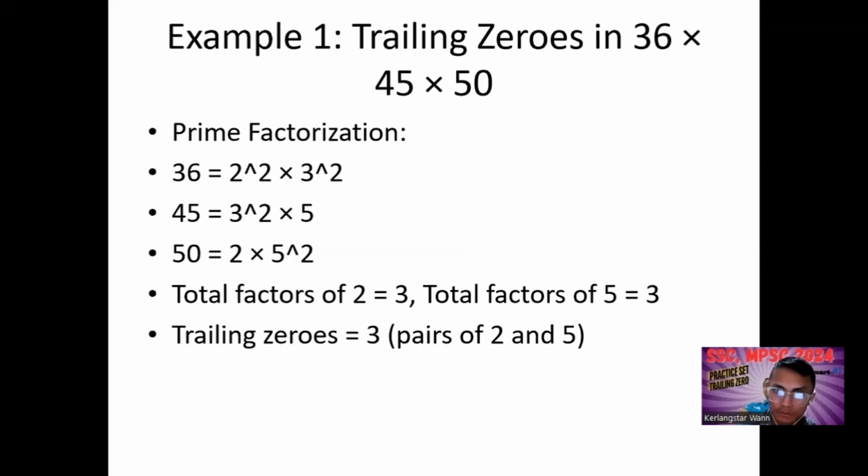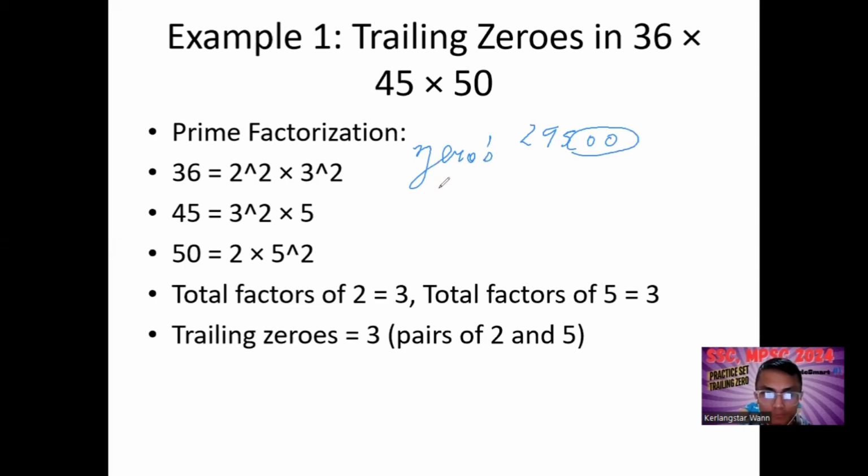Coming to trailing zeros, it's mostly the zeros at the end of the value. Example: 29500. These will be the trailing zeros, right? So trailing zeros are mostly the zeros at the end of the value.